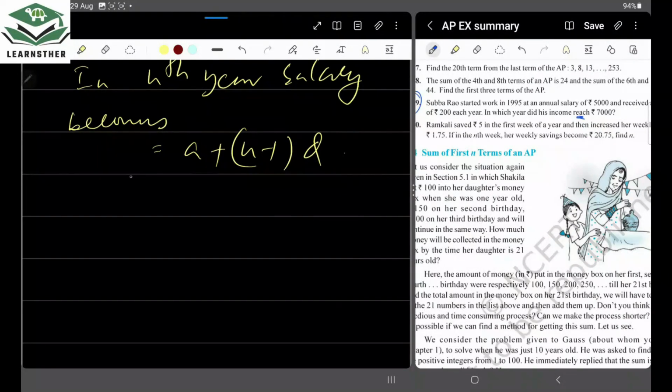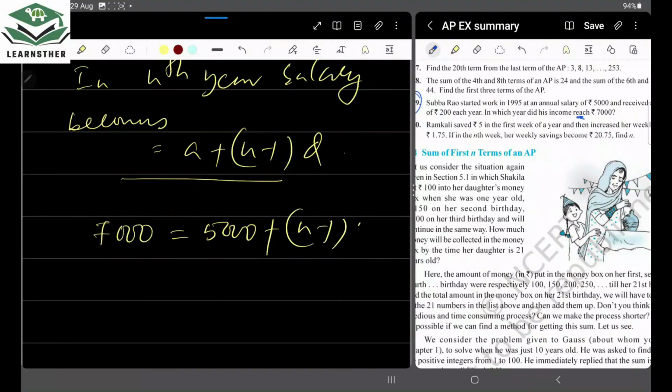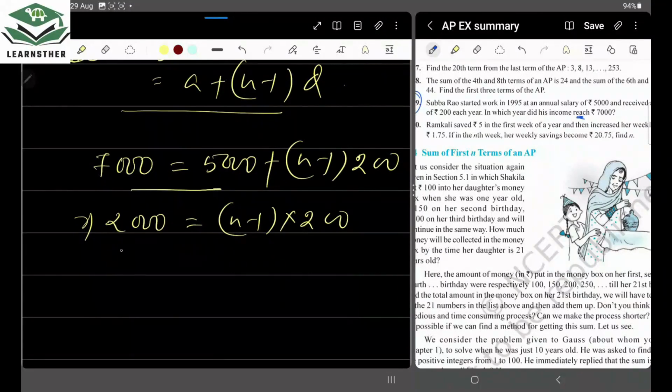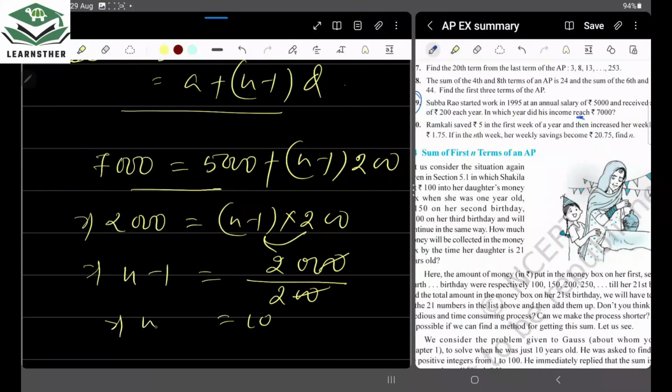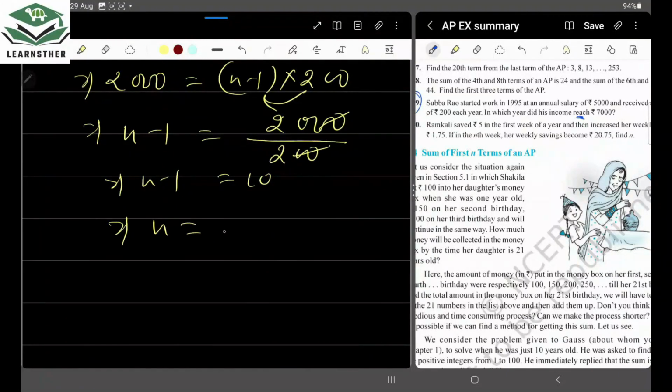Okay, so you can use this formula. 7,000 is equal to a, which is 5,000, plus n minus 1 into d, which is 200. If you subtract, here it will become 2,000 equals n minus 1 into 200. You can write it also like this. You bring this to the other side, so n minus 1 is 10. So n is equal to 10 plus 1, 11.